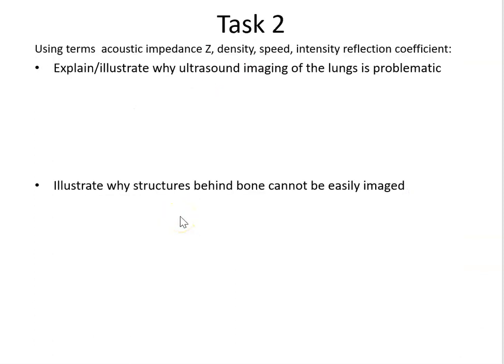And then secondly, task 2, using the same terms, explain why ultrasound imaging of the lungs is problematic. It's not impossible, it can be done, it's just not very pretty. And also explain why structures behind bone cannot be imaged easily. So those are the sorts of things that we'll be discussing in the live session. But go back through the lecture and be prepared to come up with answers to these tasks. Okay, that's it from me.